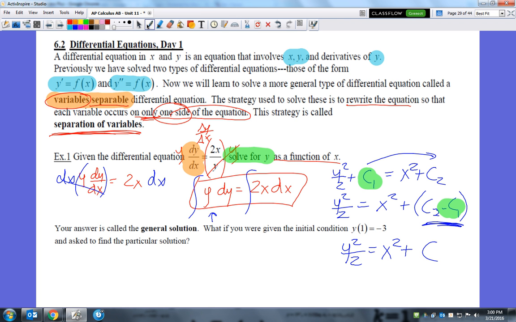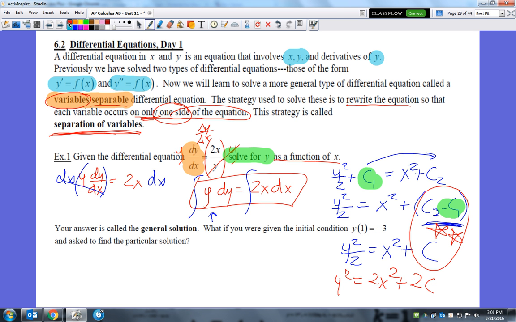So at the very end, when I'm trying to get my y by itself, I'll multiply both sides. And the thing is that here's the step that's important. When all the c's are together, okay, you're going to call it just big C. Then as you alter from that, you're going to see the coefficients change a little bit, okay? So multiplying both sides by 2, I'll get y squared is equal to 2x squared plus 2c.